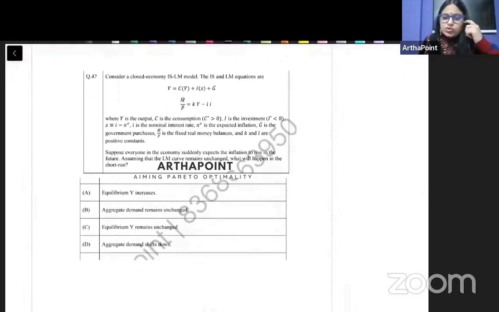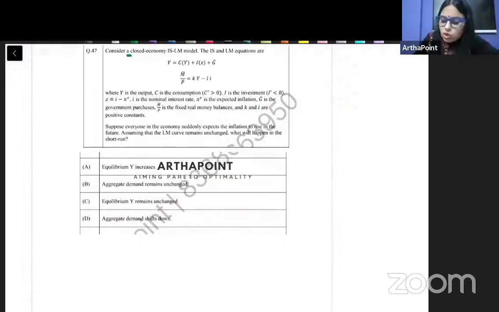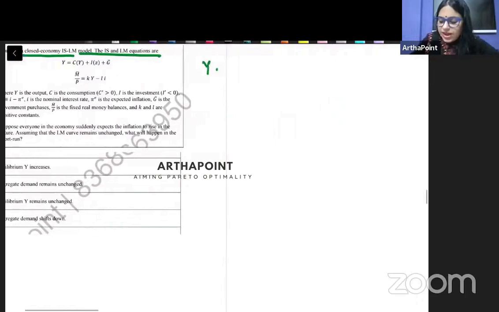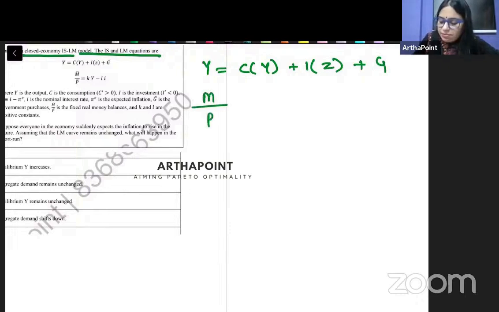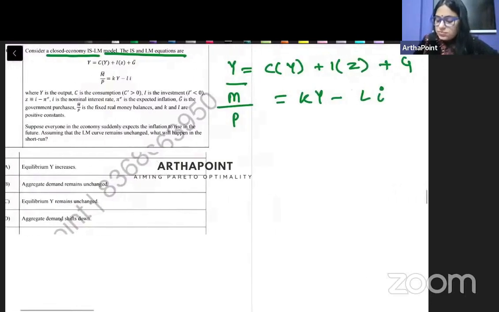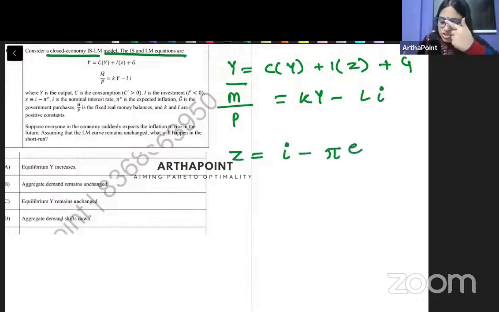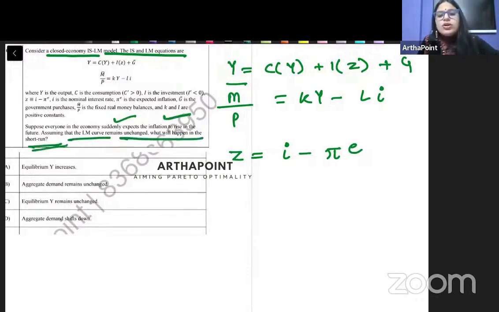Okay beta, come to the next question. Question number 47. What is this saying? It says consider a closed economy IS-LM model. The IS equation is given by Y = cY + iZ + G, and the LM equation is given by M/P = kY - li. Z is given to you as i minus pi e. Suppose everyone in the economy suddenly expects inflation to rise. Assuming the LM curve remains unchanged, what will happen in the short run?